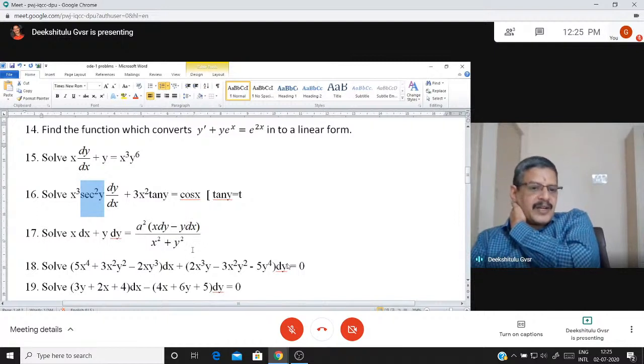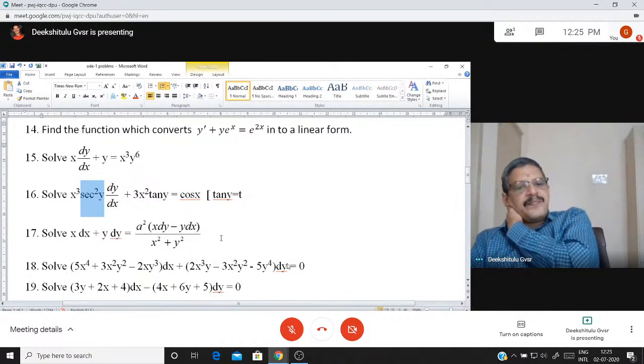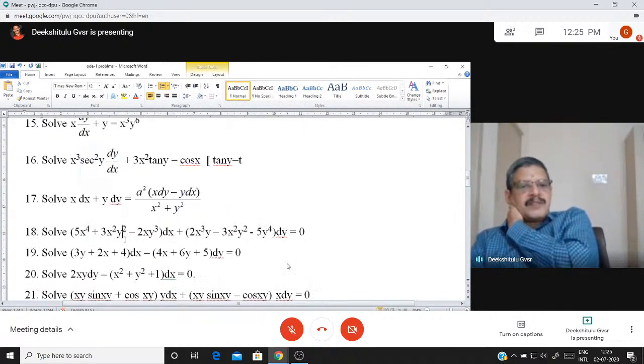So if you integrate, x 1 by 2 x square plus y square is equal to tan inverse y by x. This is what we get. So this one is (5x^4 + 3x^2y^2 - 2xy^3) dx + (2x^3y - 3x^2y^2 - 5y^4) dy = 0.